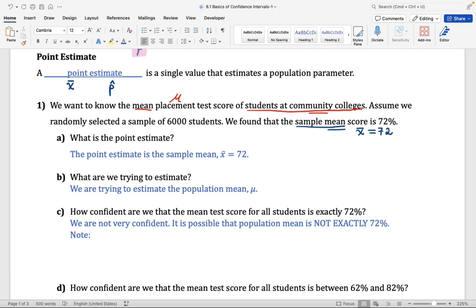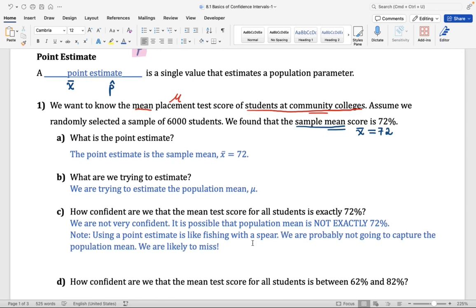Let's make a note here. Using a point estimate is like fishing with a spear. We are probably not going to capture the mean. We are likely to miss. Now, what if we go and report that the mean test score for all students is between 62 and 82? How confident are you that the population mean is between 62 and 82? I mean, we're not going to say that we're 100% confident that the population mean is between 62 and 82, but we are more confident than before when we were using the point estimate.